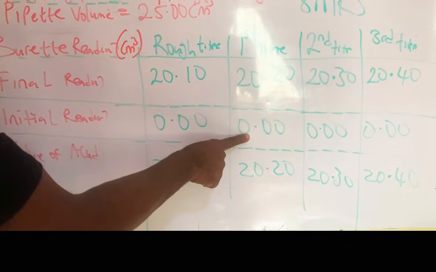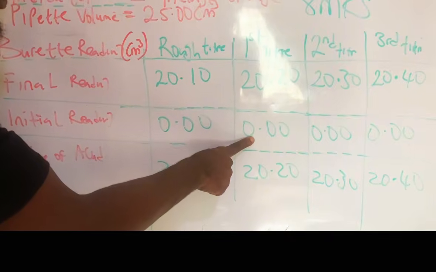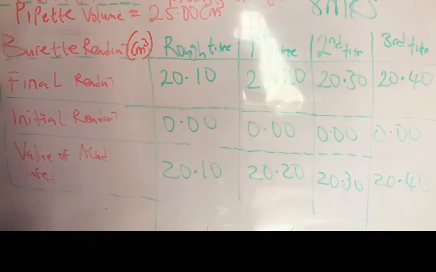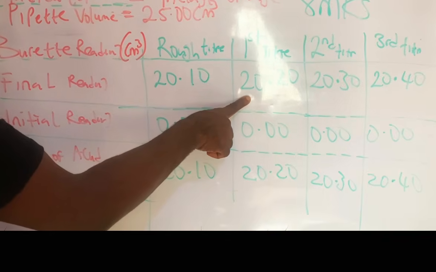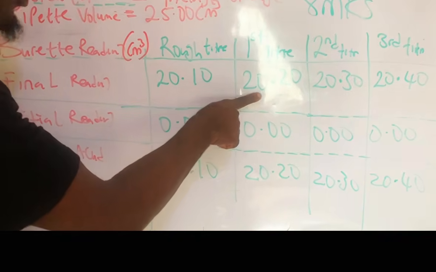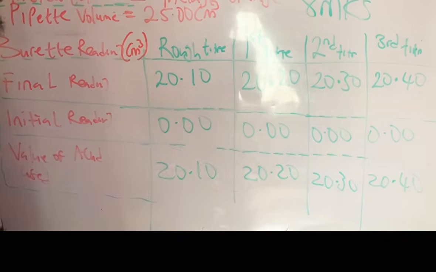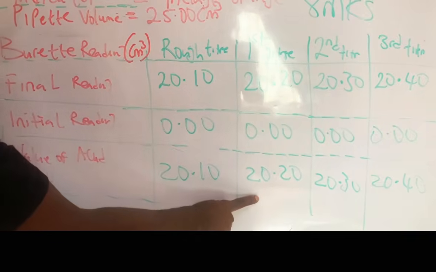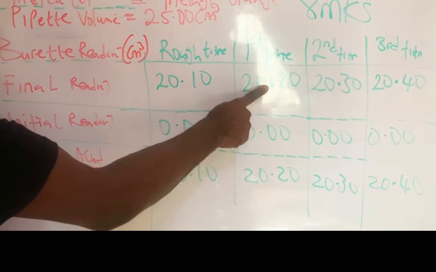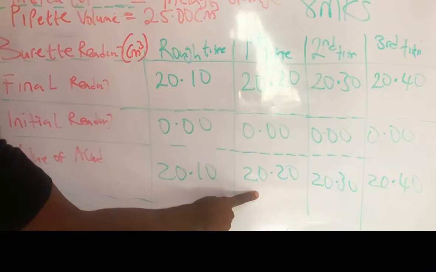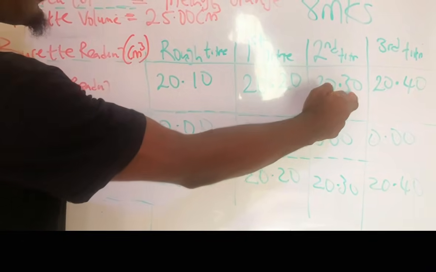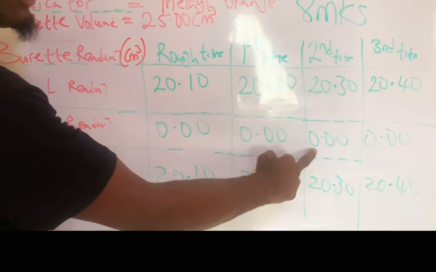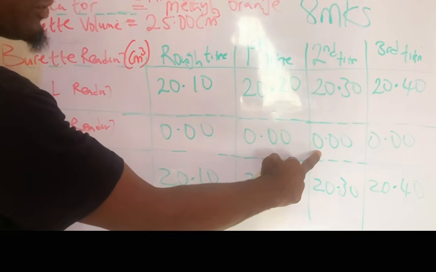Look at this part. We had our initial value to be 0.00 cm³, and then when we carried out our titration, the final value obtained from the acid was 20.20 cm³. Now, to get my volume of acid used, we have to do final minus initial, and that will give me this value. And then we did that on the second titration, 20.30. We filled our acid up to the brim to 0.00 cm³.